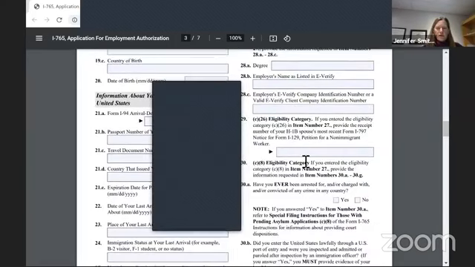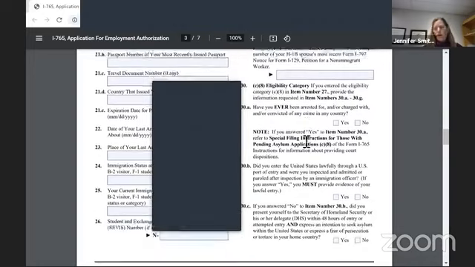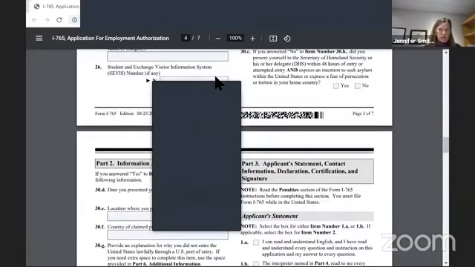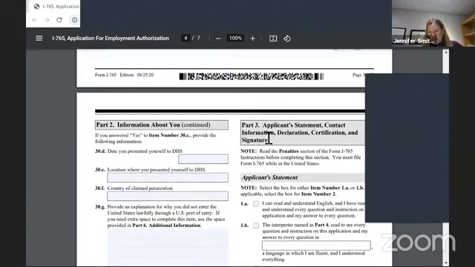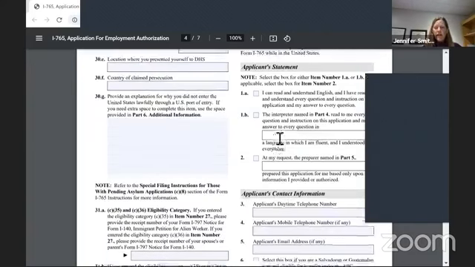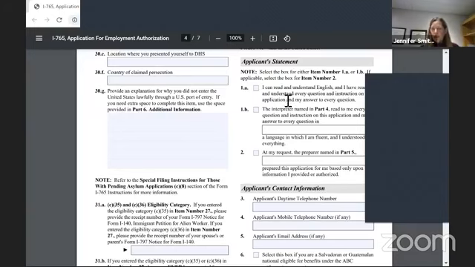Las últimas preguntas en este formulario no aplican a usted. No pone nada, pasa hasta la parte 3. So at this point, none of the rest of this applies to you. You're going to skip to part 3. And then this section is just like the other form. You're going to say whether you understand English, whether you used an interpreter, and whether you used a preparer.